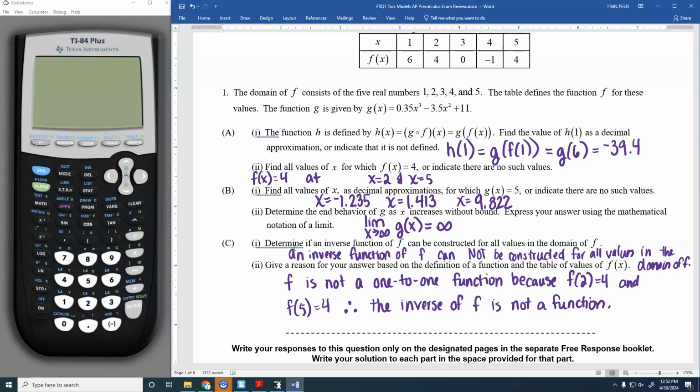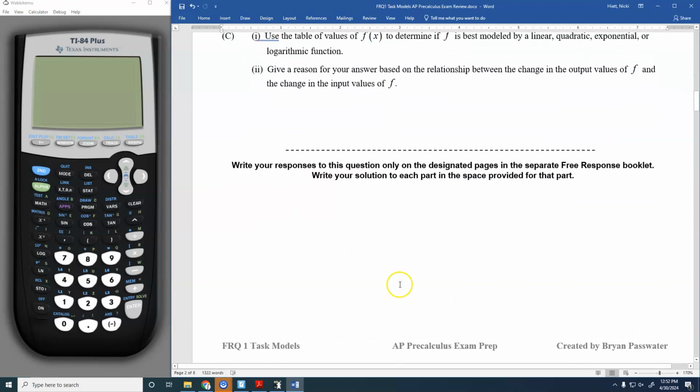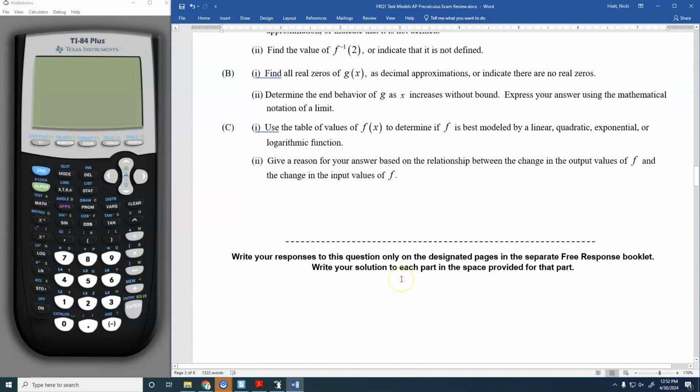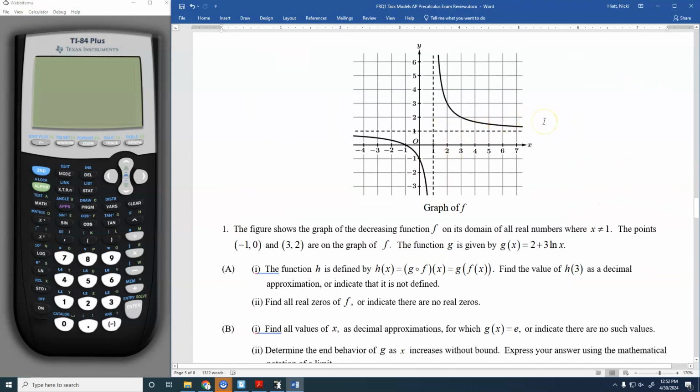All right, we are going to skip down to the third one. So the second one that you've got is similar. You got a different table, you got a different graph, but similar questions. We're going to skip to the one that has the graph that looks like this, right here. And this one tells us the figure shows the graph of the decreasing function f on its domain of all real numbers where x does not equal 1. The points (-1, 0) and (3, 2) are on the graph of f.